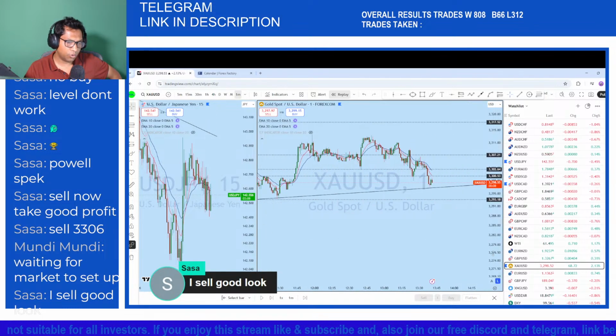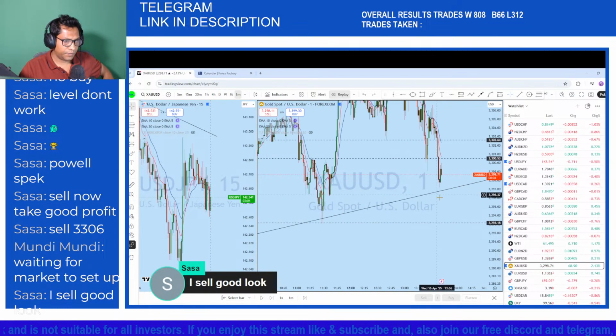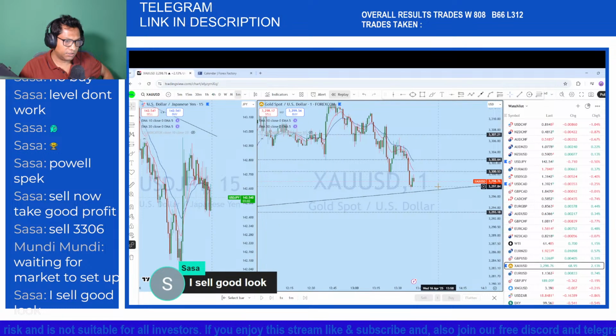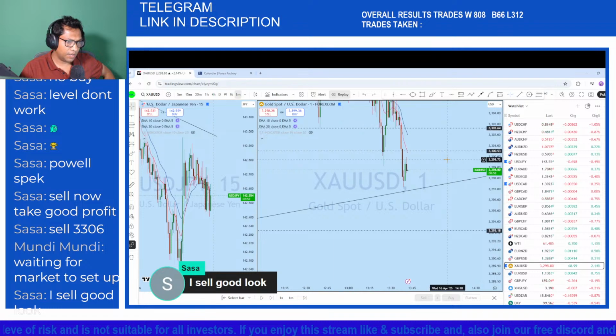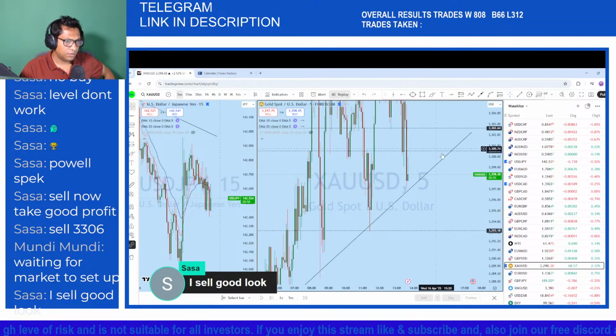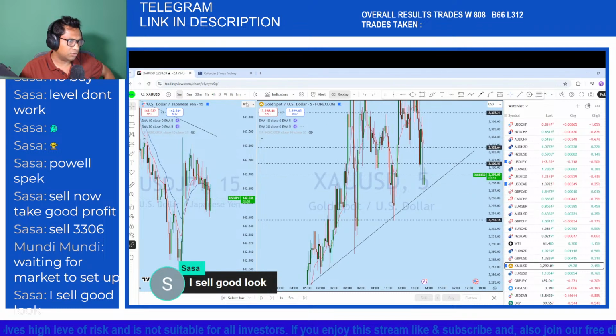Now this is a support level. We can see the market is slowly making its possible way to the downside here, and expecting it to break and then to return.